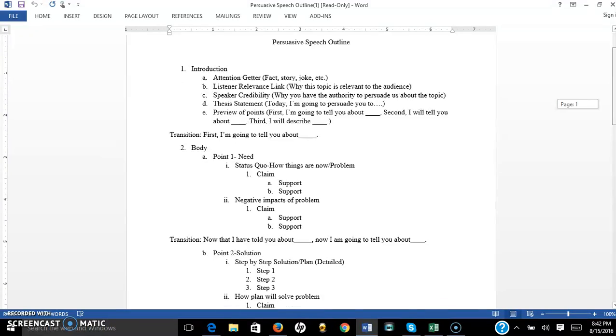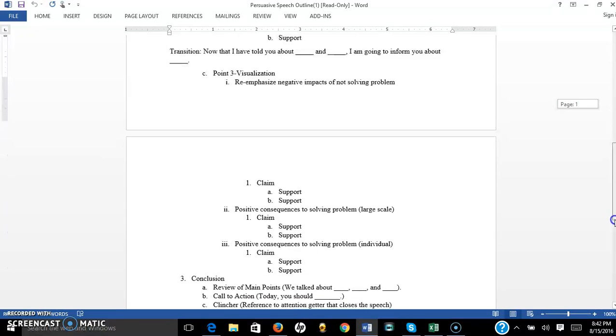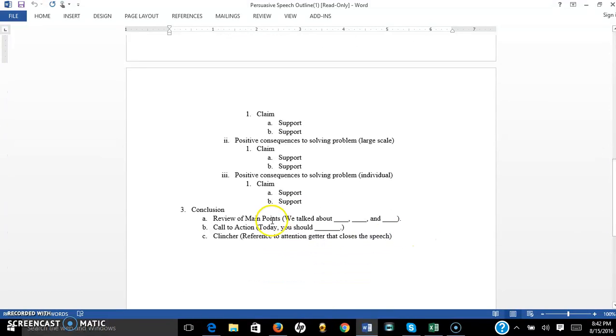Now that we've talked about the introduction and the body, let's go ahead and move on to the conclusion. You do your review of main points. You use the same language from your preview of main points and from your transitions. Then you have your call to action. You hit home exactly what you want them to do. You summarize your plan in a few words.